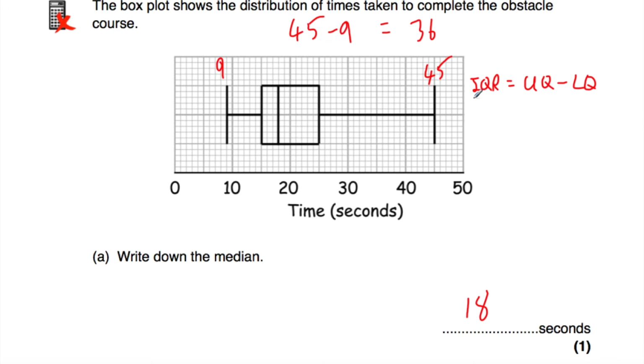So the interquartile range, the IQR, is equal to the upper quartile take away the lower quartile. So that's the upper quartile, which is this value, which is 25, take away the lower quartile, which is this value, which is 15. And 25 take away 15 is equal to 10. So the interquartile range, the spread of that middle 50% of the data, is 10 seconds.